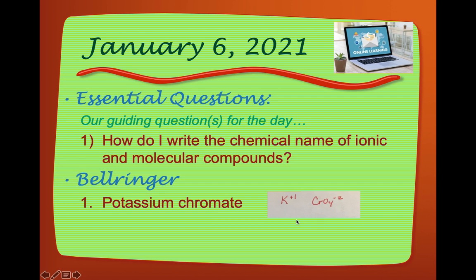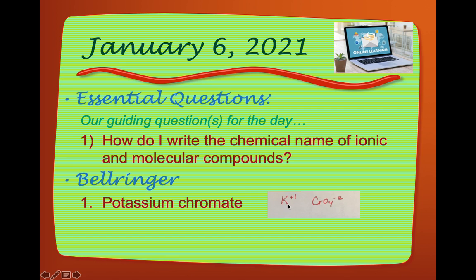Now we need to do a little bit of chemistry math. This is a +1 and this is a -2. The reason these two things are coming together is that they're trying to make each other stable. Potassium gives away an electron to be stable. Chromate needs to gain 2 electrons to be stable.